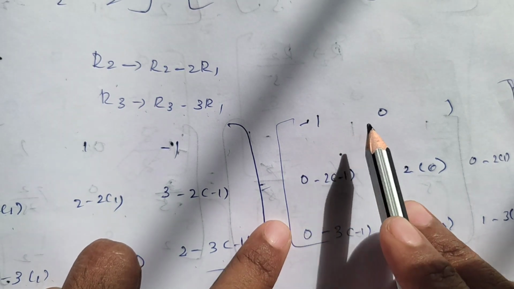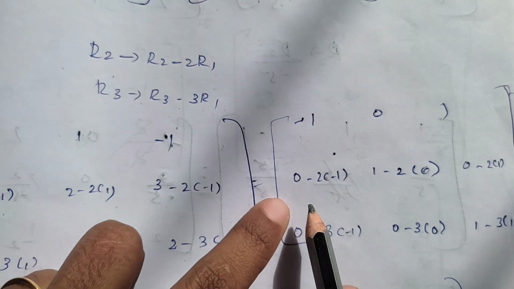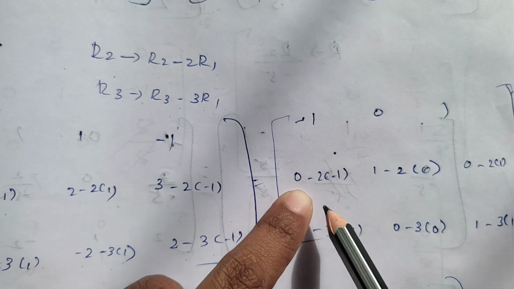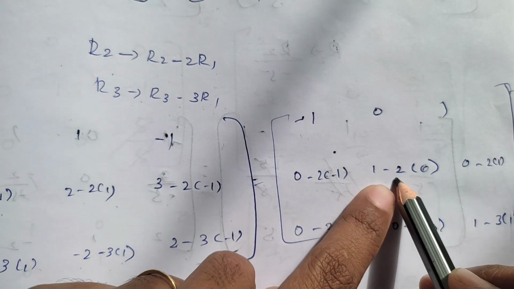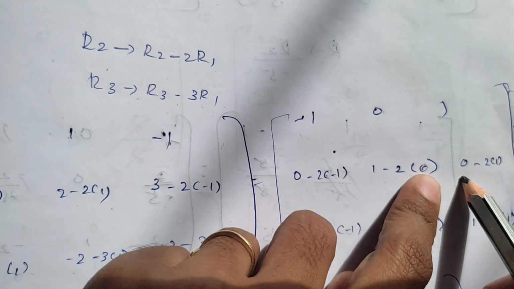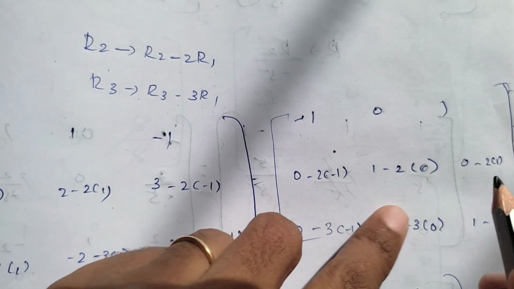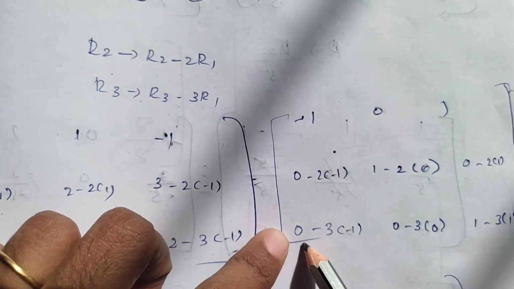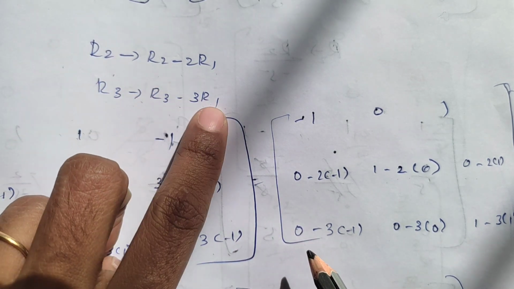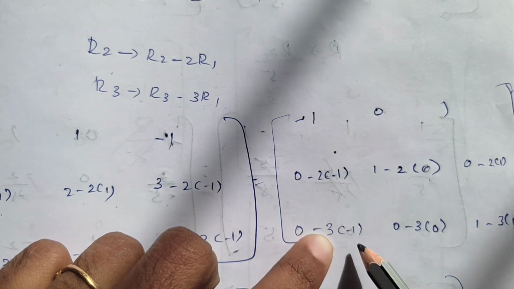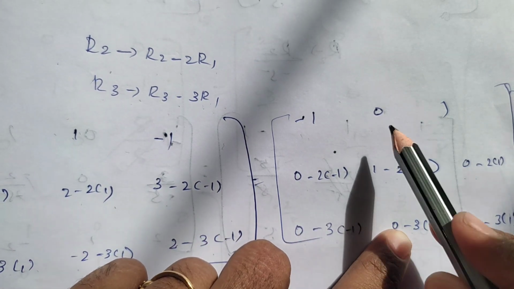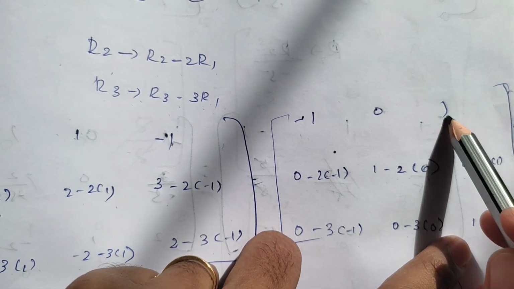R1 is as it is: minus 1, 0, 1. Here 0 minus 2 into minus 1, 1 minus 2 into 0, 0 minus 2 into 1. Next, third step, R3 minus 3R1: 0 minus 3 into minus 1, 0 minus 3 into 0, 1 minus 3 into 1.